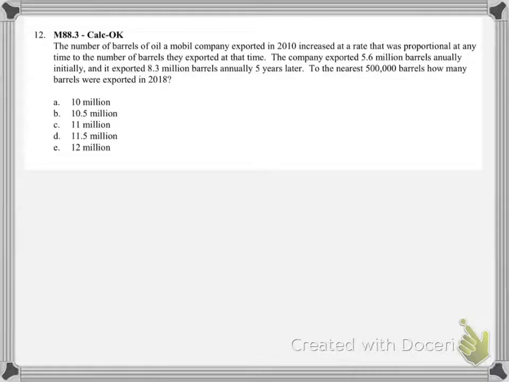Take a second to read the question. Pay special note to this portion right here. The number of barrels of oil increased at a rate that is proportional at any time to the number of barrels they exported at that time.